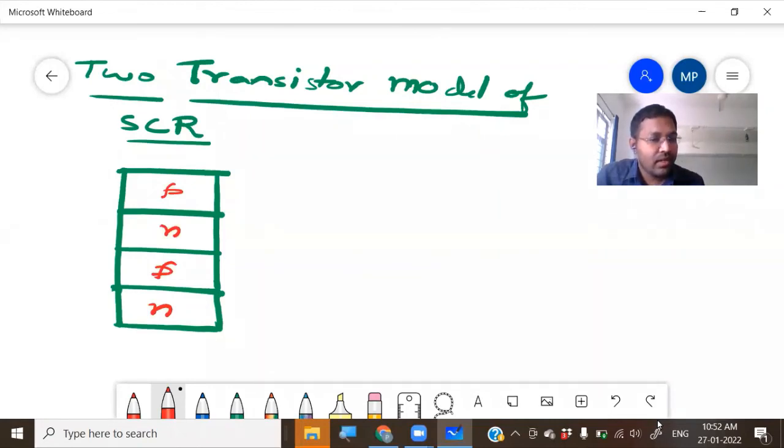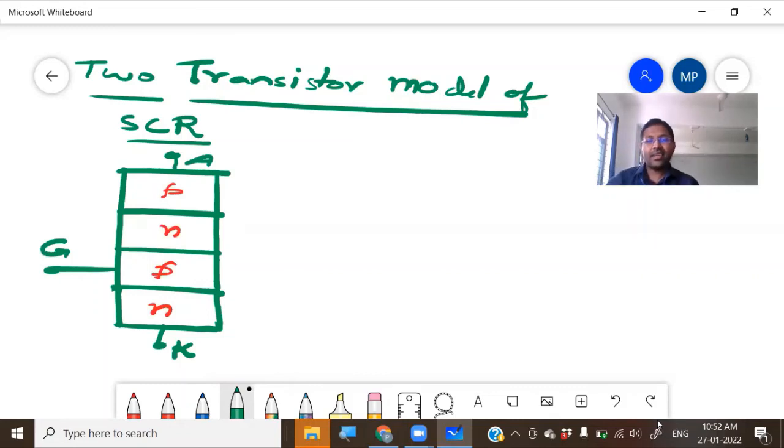And what are the terminals? The top terminal, you know very well, is the anode. The bottom terminal, you know very well, is the cathode, represented by K. The middle P region, we know very well, is the gate. So this is the basic structure of SCR, right?